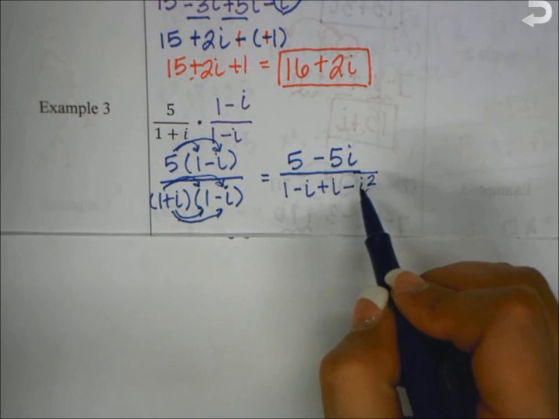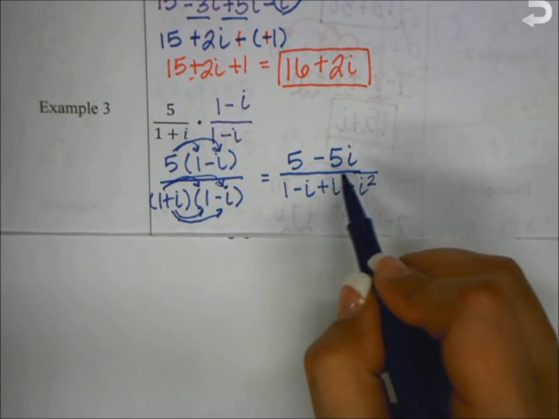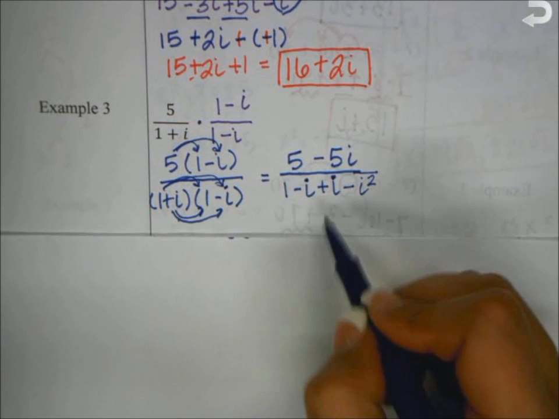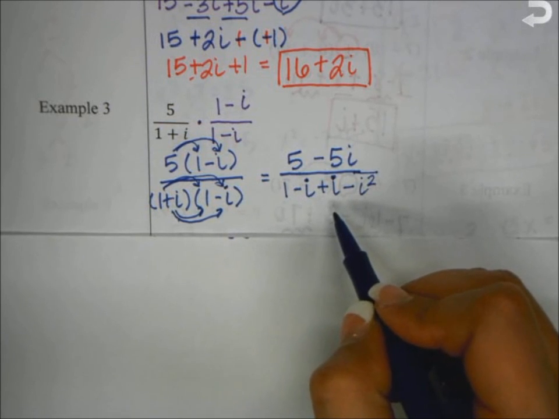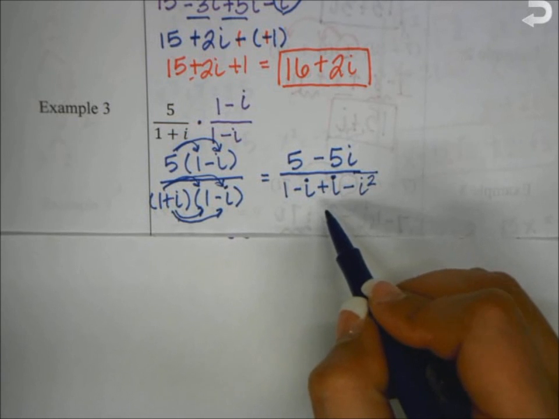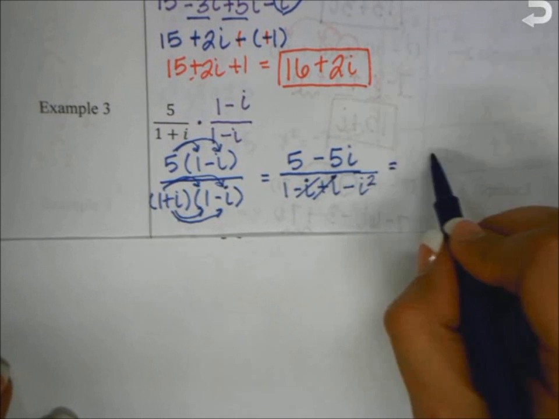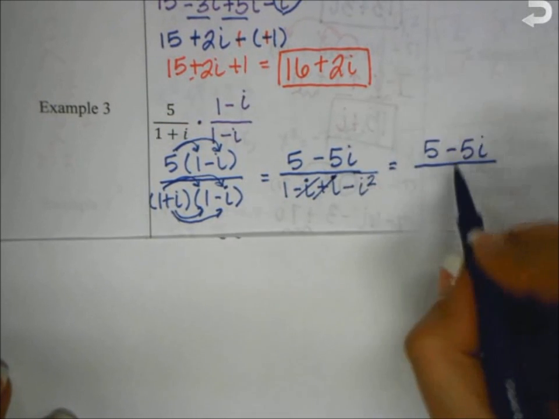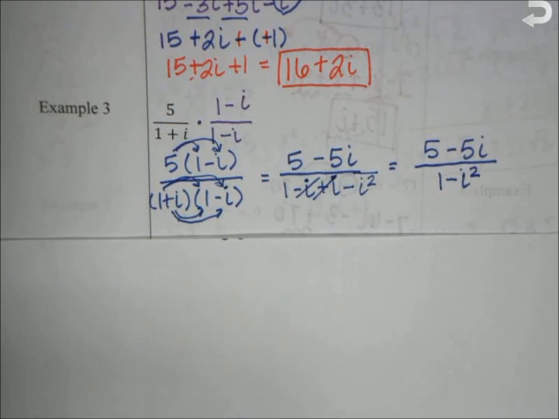Now this is exactly what I wanted to happen. I have negative i plus i. So what's going to happen there? They cancel out. So what do we have in the numerator? 5 minus 5i all over 1 minus i squared. And we know something about i squared. Some of you are already saying it. What is it? Negative 1.